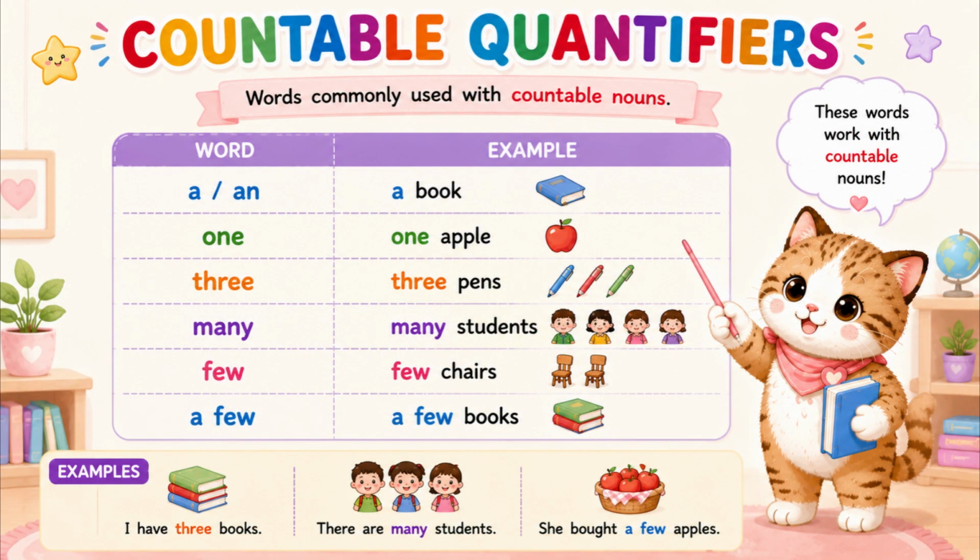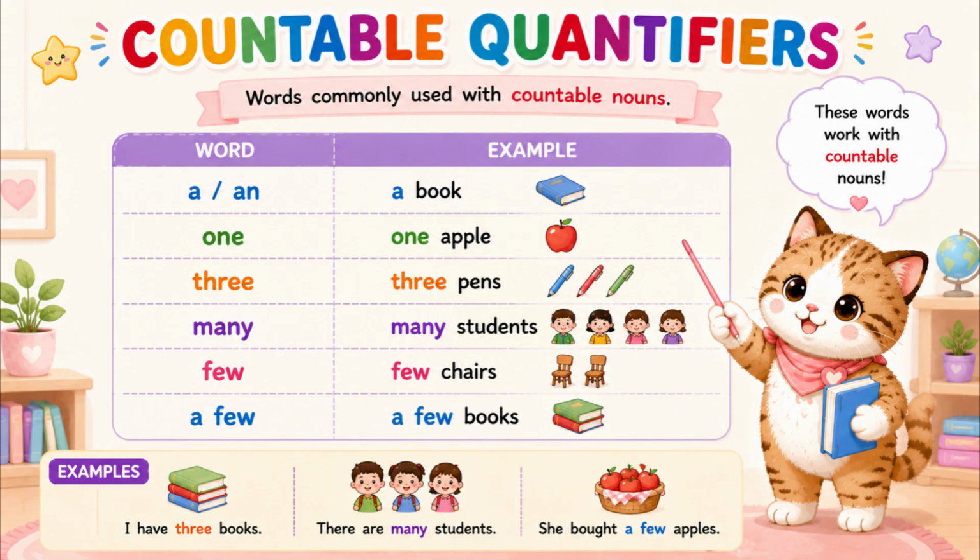Countable quantifiers. Words commonly used with countable nouns are called countable quantifiers. Let's look at some examples. A or an: a book, an apple, 3 pens, many students, few chairs, a few books.